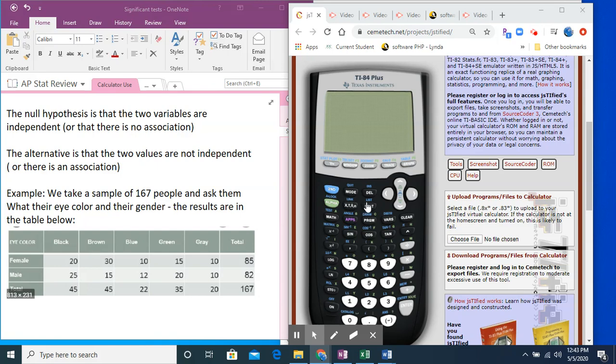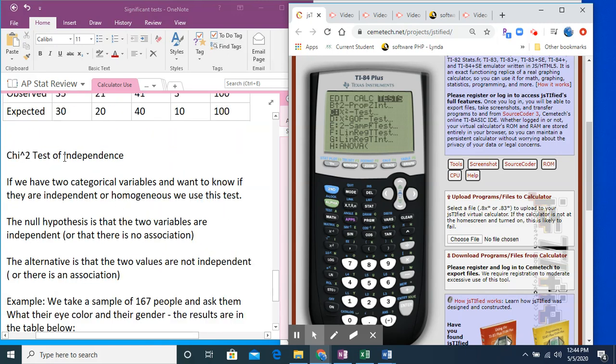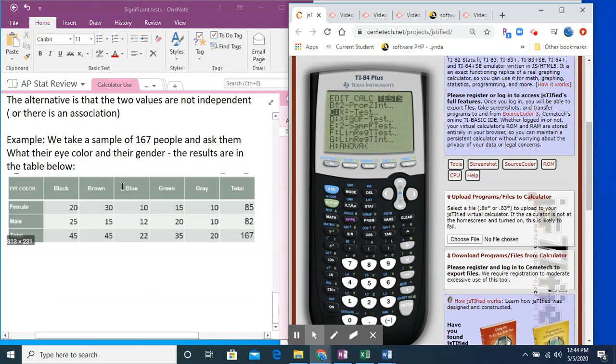In order to do this test, we go to Stat, Test, and this is going to be the chi-squared test. So when you say this one, make sure that you write down that we did a chi-squared test of independence. You click Enter. Now, this asks for two different matrices, observed and expected, A and B. So we need to put something in this matrix A. So let's go back and we're going to do that first.